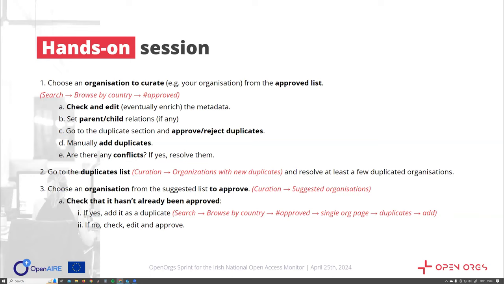Hi, sorry, can I ask a question here? I was wondering, if I go in and I see, for example, a department in University of Galway, and I say, oh, this should be a child of University of Galway, but I'm not actually in University of Galway, will they get a notification to say, hey, can you approve or reject this? Or am I approving it on their behalf? If someone makes a mistake, that might be a problem.